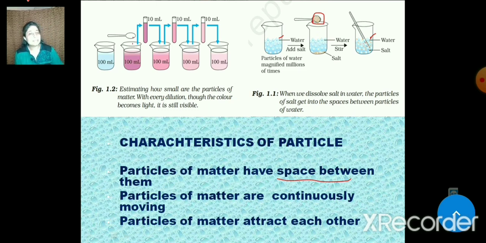Because this water is made up of many teeny particles, and these particles have spaces between them. And the salt and sugar are also particulate. These particles are getting adjusted in between these spaces, and that's why the total volume is not increasing.